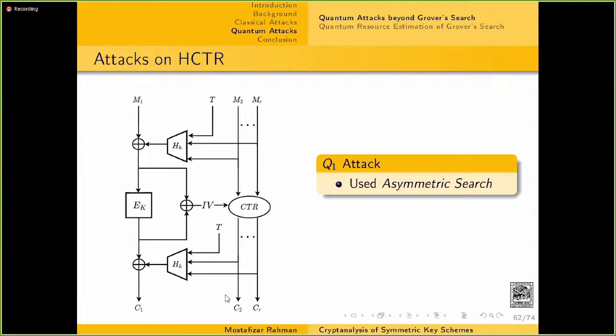So actually, this asymmetric search was introduced by Bonnetain et al. But in that case, this was only done for the Even-Mansour cipher. Here we extended this part and redesigned the algorithm for the SCTR. So we did not develop something from scratch; we have taken the algorithm and modified it for SCTR and its variants.